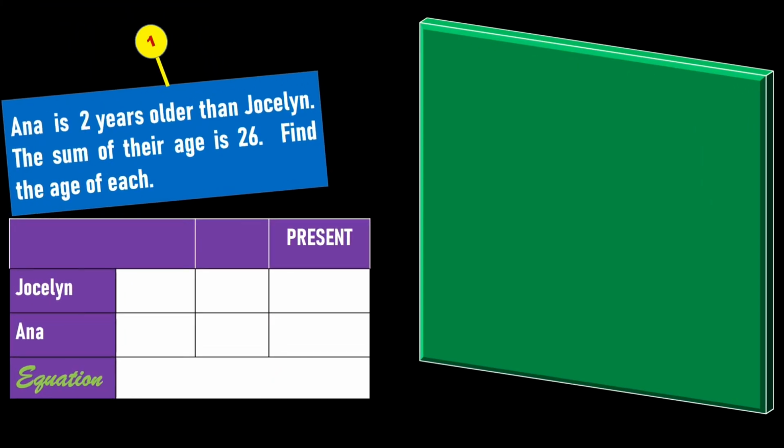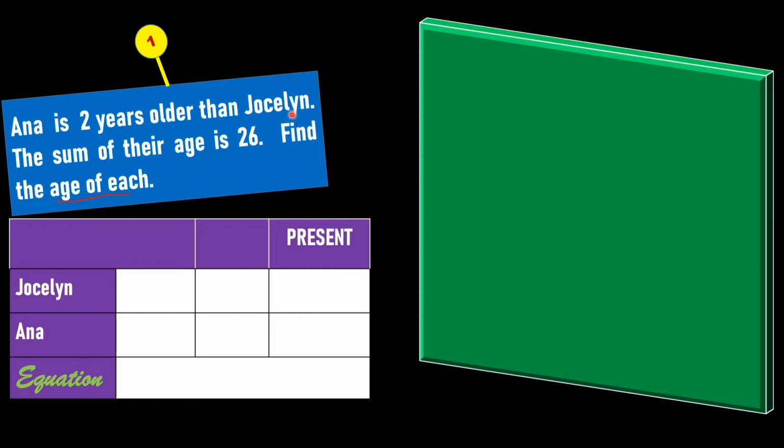Problem number 1. Anna is 2 years older than Jocelyn. The sum of their age is 26. Find the age of each. So, base sa problem, hahanapin natin ay age of each. Si Anna at si Jocelyn.